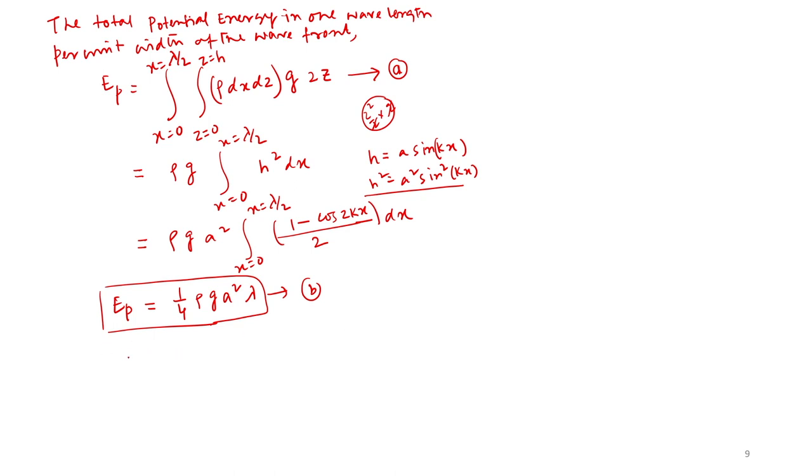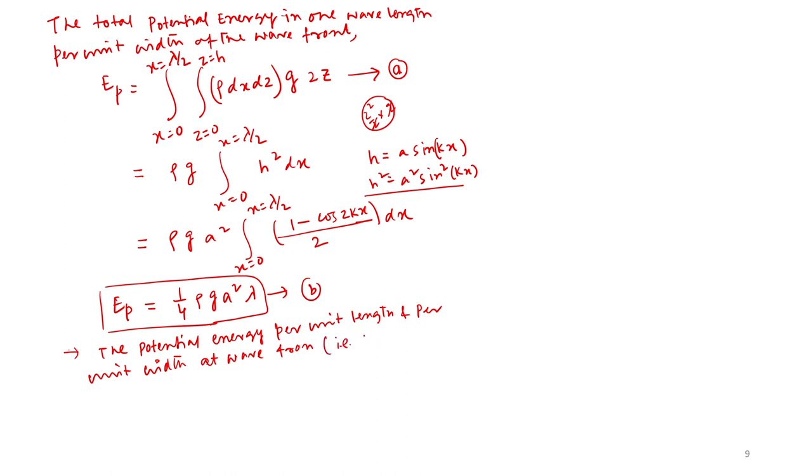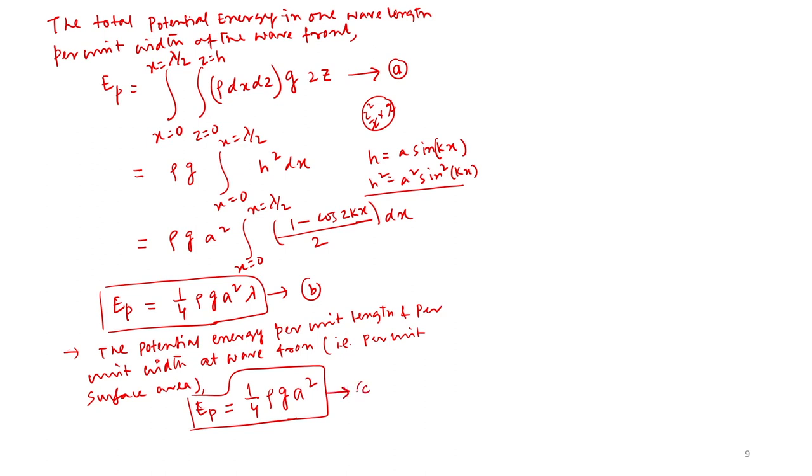Then the potential energy per unit width, per unit length of the wave front is something like, I'll write the potential energy per unit length and per unit width at wave front, that is per unit surface area, which is given by Ep is equal to 1/4 rho z a square. Okay, this may be equation number C.